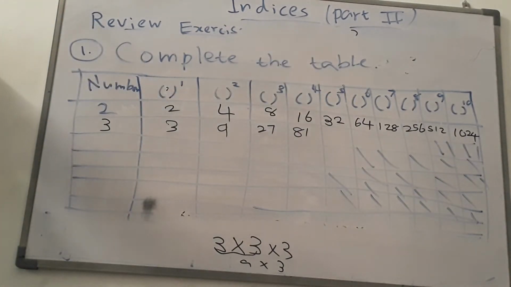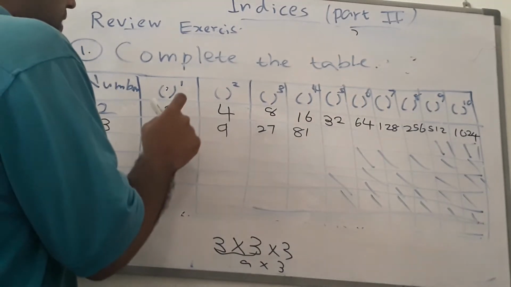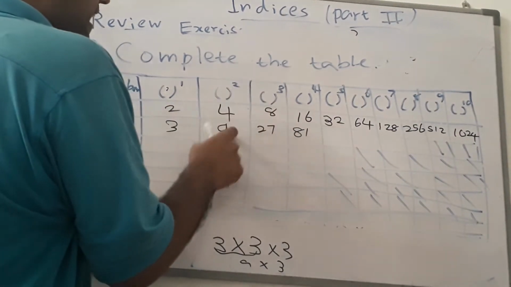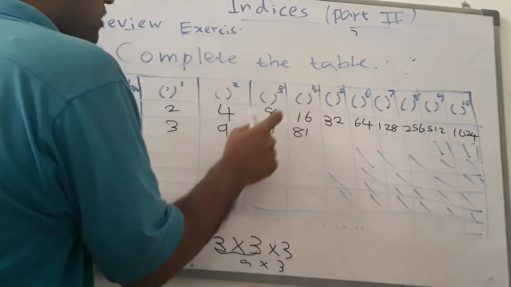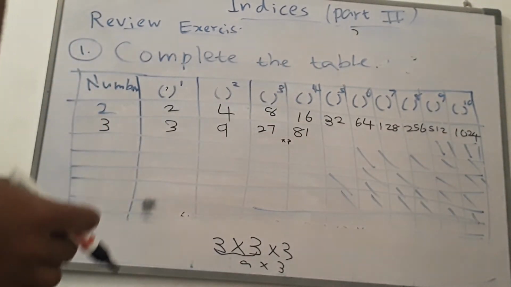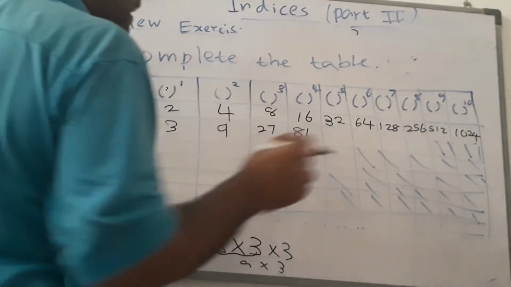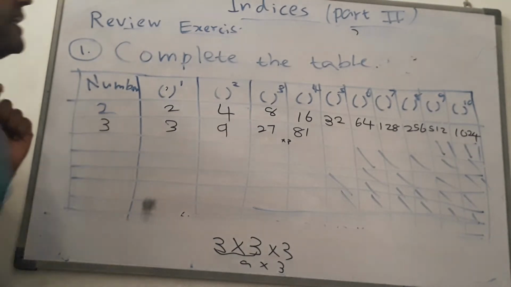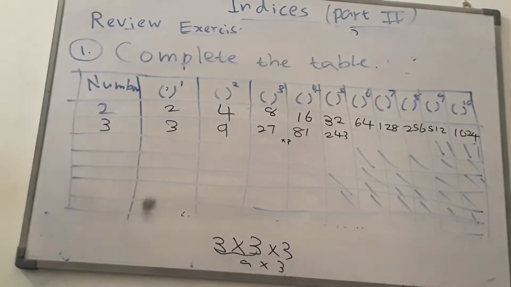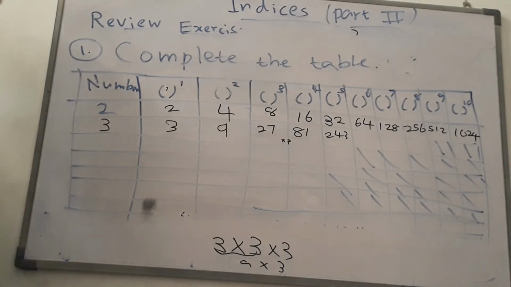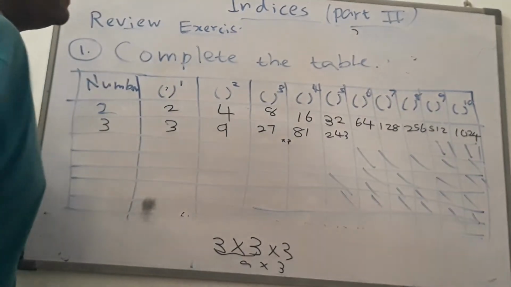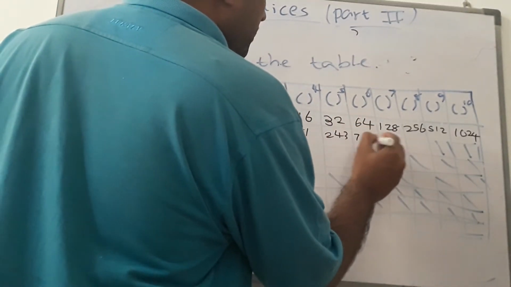So far, 3 to the power 1 means 3, 3 to the power 2 or 3 squared means 9, 3 to the power 3 means 9 times 3, 27, 3 to the power 4 means 27 times 3, 81. Next is 3 to the power 5. If we multiply 81 by 3, it will be 243. Check and see. And if we multiply 243 by 3, we get 3 to the power 6, which is equal to 729.